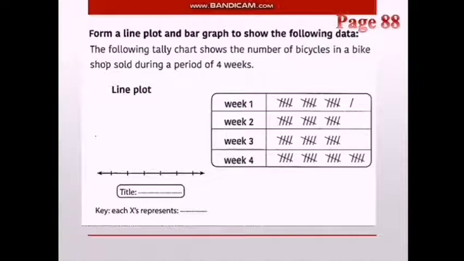Now, I want to form a line plot and bar graph to show the following data. The following table shows the number of bicycles in a bike shop sold during a period of 4 weeks. If you look at this table, we have the number of bicycles in each week. Week 1 was, let's count with me, 5, 10, 15, and 1, it will be 16.